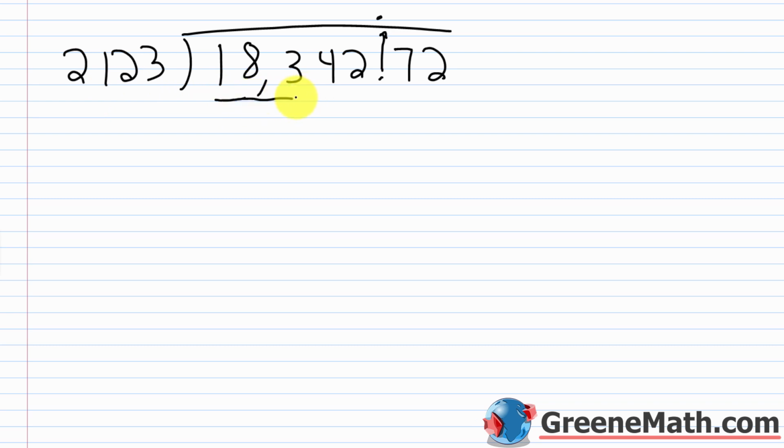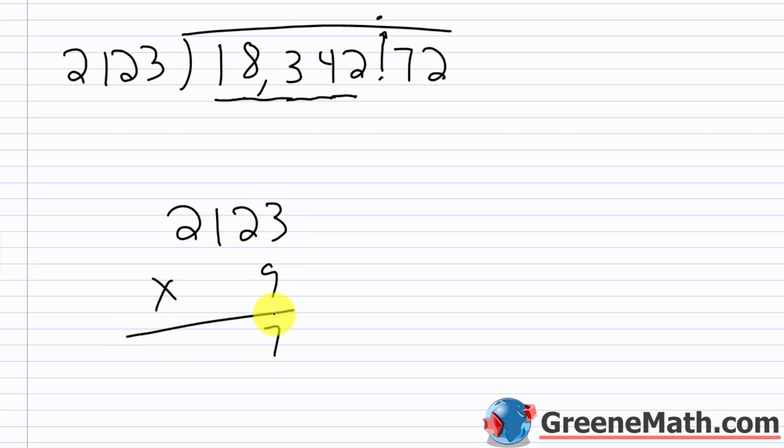So 2,123, it's not going to go into 1, it's not going to go into 18, it's not going to go into 183, it's not going to go into 1,834. The first thing we could check is 18,342. So we've got to make some guesses. I would guess with a 9, that's probably going to be too big. So 2,123 times 9. 9 times 3 is 27. 9 times 2 is 18, plus 2 is 20. 9 times 1 is 9, plus 2 is 11. 9 times 2 is 18, plus 1 is 19.